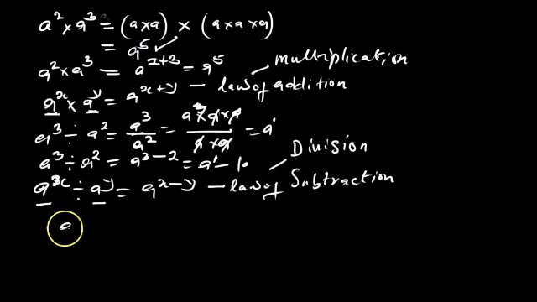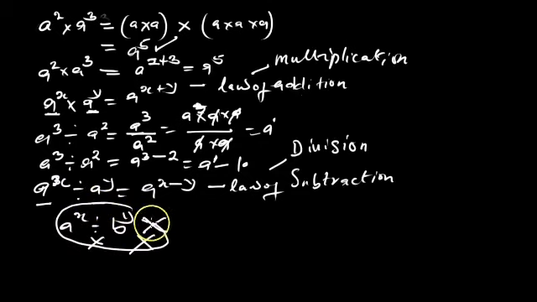If I have a raised to power x divided by b raised to power y, obviously I cannot apply these rules here. Even if I have a raised to power x times b raised to power y, I cannot also apply the rule here. It will not work in these circumstances. But when the bases are the same, if it is division, you go for the law of subtraction. If it is multiplication, you go for the law of addition.